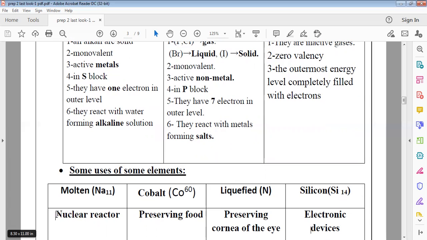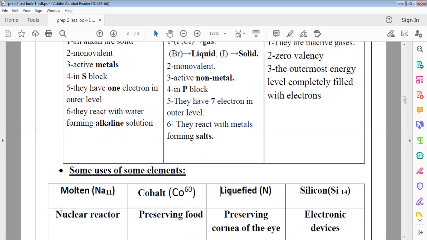Okay, it's used in nuclear reactor. تعمل ايه؟ Transfer heat energy from inside to outside to generate electricity. طيب ايه كمان؟ Cobalt 60, it's radioactive, it's very active يعني radiate ray. What ray? It's gamma ray. It's used in preserving food to kill microbes and stop production of bacteria.